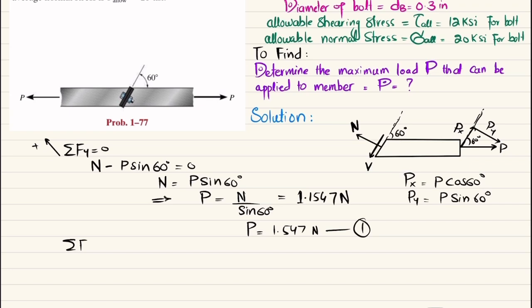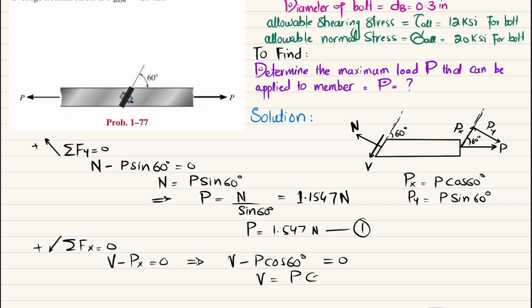Now we will apply another equation, that the sum of all components in the X direction must be equal to 0, and force in this direction is taken as positive. So you can see V is in this direction and Px is in the opposite direction. So plus V minus Px is equal to 0. So I will write V minus Px is equal to 0. We know that Px is P cos of 60 degree.